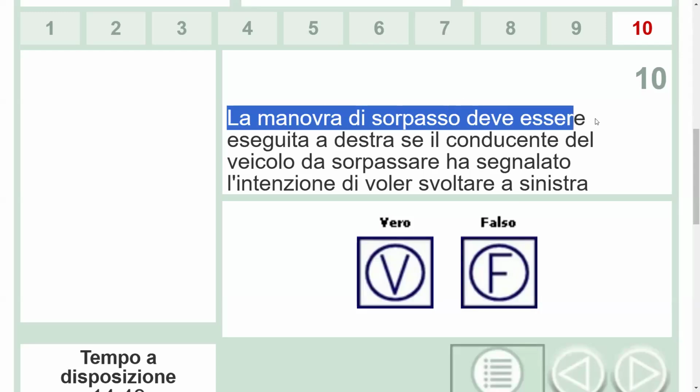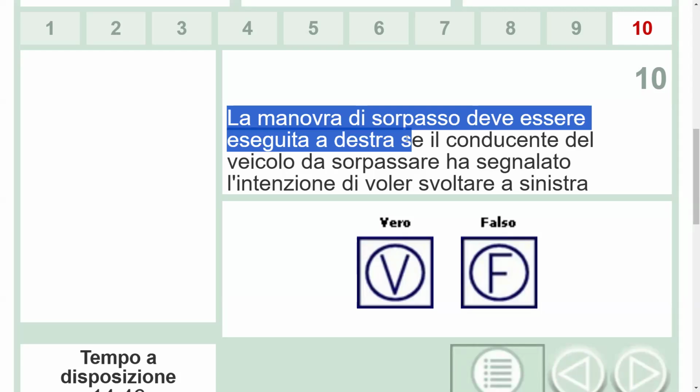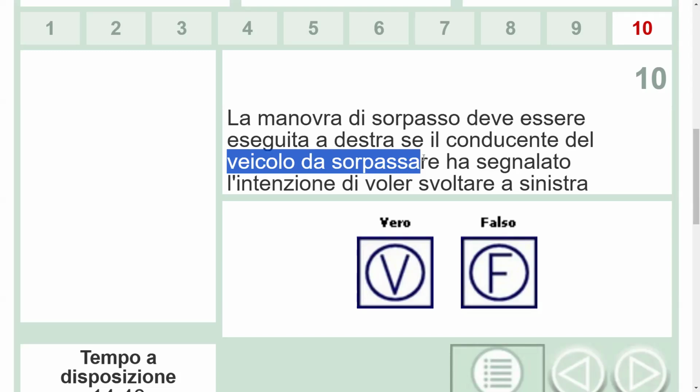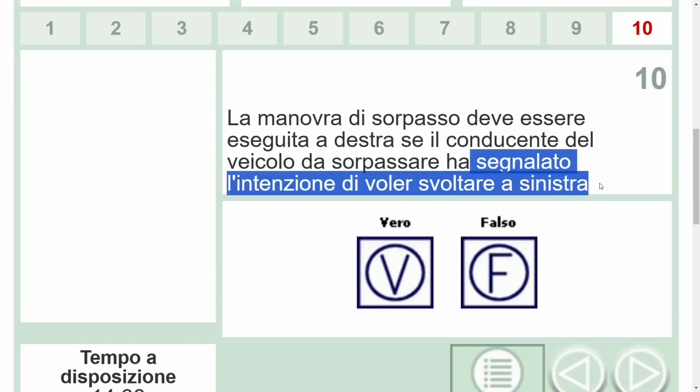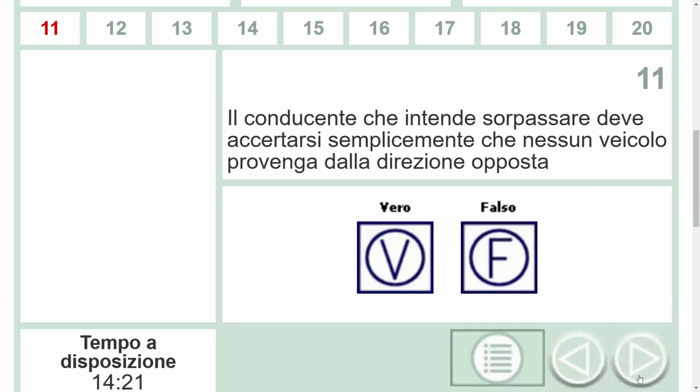La manovra di sorpasso deve essere eseguita a destra. The overtaking should be done on the right side. Se il conducente del veicolo da sorpassare, that means if the driver of the vehicle that you want to try to overtake, ha segnalato intenzione di voler svoltare a sinistra, he signaled his intention that he wants to turn left, then you can overtake on the right side. Yes, you can. And I'm happy that most of you know the answer. Some of you are too tired to move there next, but most of you know the answer. I'm happy about that. Let's move on.